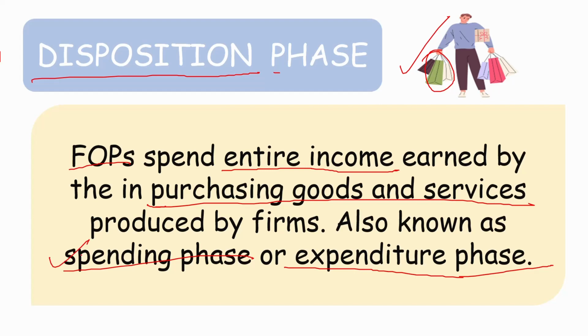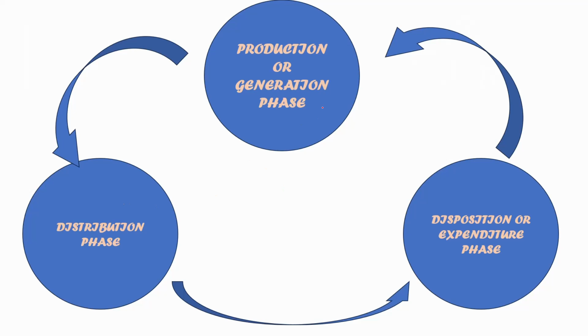So these are the three phases of circular flow. These three phases of circular flow help in forming two sector circular flow in two sector economy. So this is a basic flow chart. This is production or generation phase. Then there is distribution phase and there is disposition phase. So always and always the cycle flows in this direction.